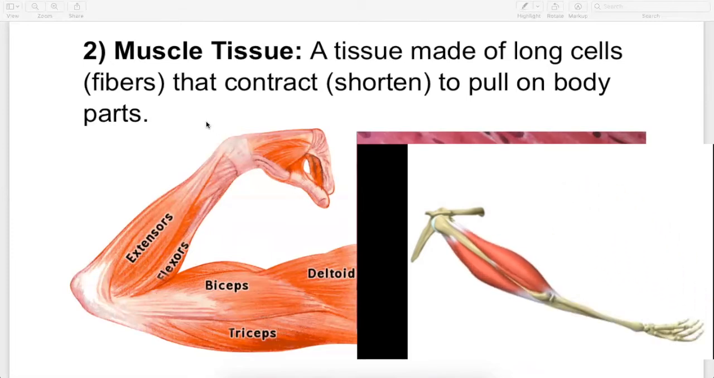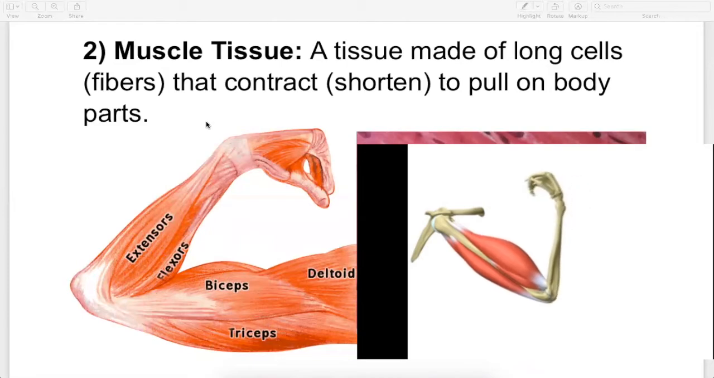That's true for all of your muscle tissue. That is literally the only thing muscles do. They contract, they shorten to pull on something.